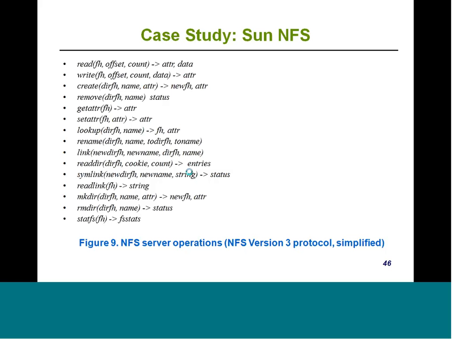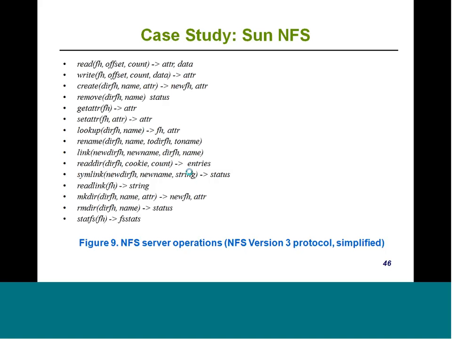Then there's a lookup command, which returns the file handle and then the attributes. The rename command takes the from directory file handle and the original name, and the to directory and the new name. Link provides a link to the existing file. Then the read directory command reads a particular directory and returns all the values into this variable entries. Symlink is a symbolic link, or a soft link, which ties a file to another with a new name, and that returns just the status.